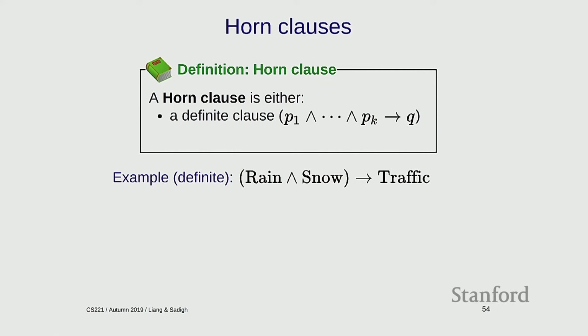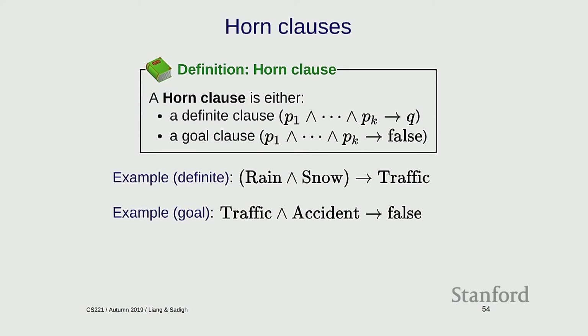A Horn clause is a definite clause or a goal clause, which might seem a little bit mysterious, but it's defined as P1 through Pk implies false. The way to think about this is the negation of a conjunction of things, because remember, P implies Q is not P or Q. So this would be not P or false, which is not P in this case.